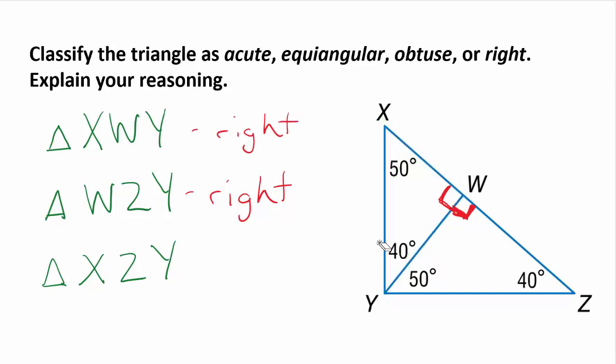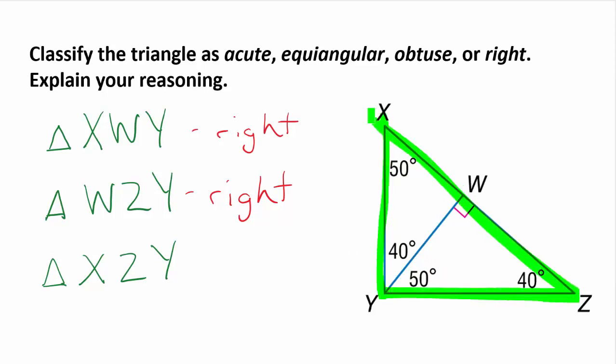Then the big one. We'll take a look at the big one here. Let me highlight it for those of you that need me to. XZY. Let's take a look at the angle measures. We've got a 50-degree angle and a 40-degree angle. If we add both of these together, 40 and 50 make 90. The sum of these two angles is a right angle. So again, this big one is also going to be a right triangle. All three of these triangles that we see in this figure are right triangles.